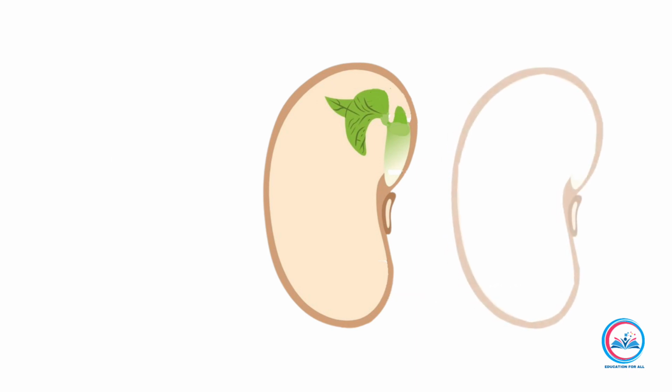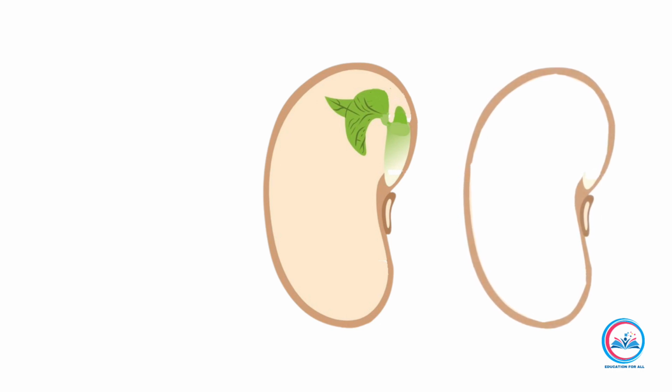The outermost covering of a seed is called the seed coat. It is meant to protect the seed from drying out.